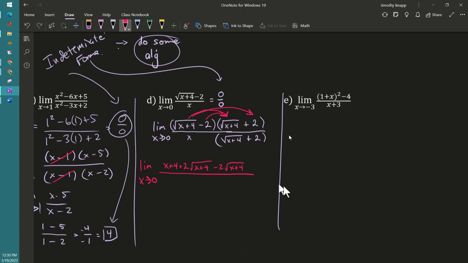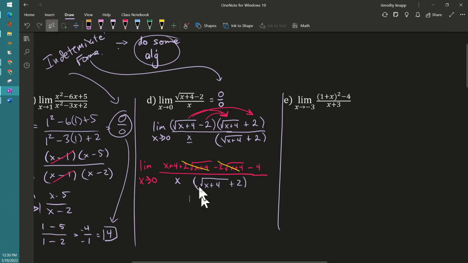Notice that we just built two things that are going to cancel. And then I've got a negative 2 times a positive 2 for a negative 4. Hey, this is looking awesome. Promising. These guys are canceling. Okay? Very nice. On the bottom, I've got an x still, which is this x. And then I've got this, the square root of x plus 4 plus 2.